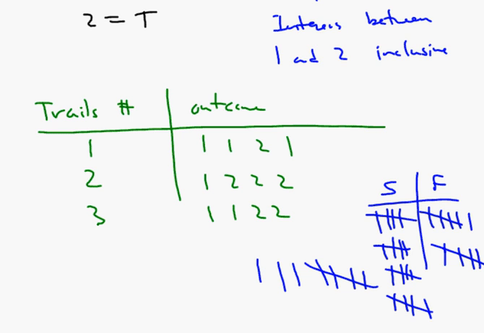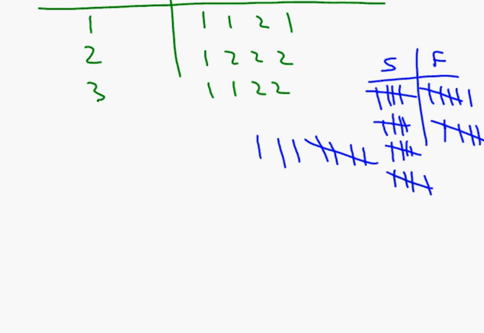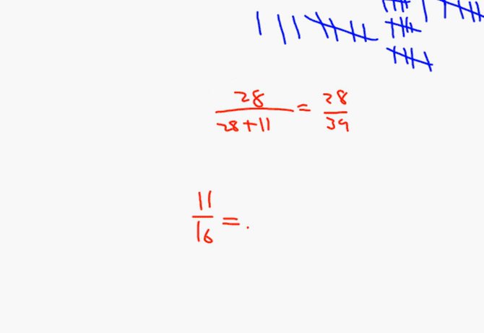And what I'm claiming is that this answer should end up being close to 11/16, which was the theoretical probability we got by using the tree diagram. So here we go. We got 28 successes out of 39 trials. Let's make sure I didn't make any mistakes there. So 11 out of 16 is about 0.68, and this is about 0.72. So you notice this is pretty close.